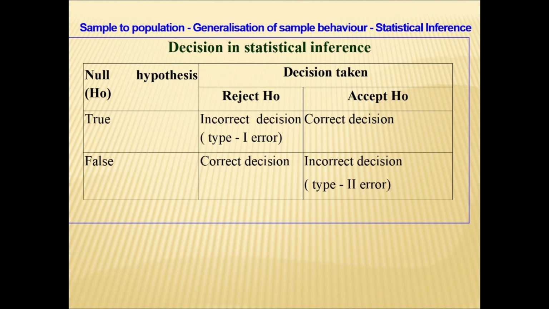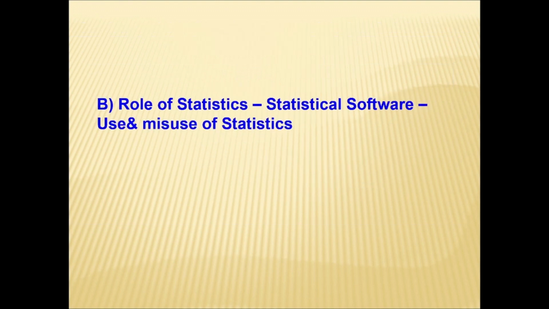One way of reducing this type of error is called the power of the test, how efficiently you are doing the test. So this is in a nutshell what I try to say about statistics in research.